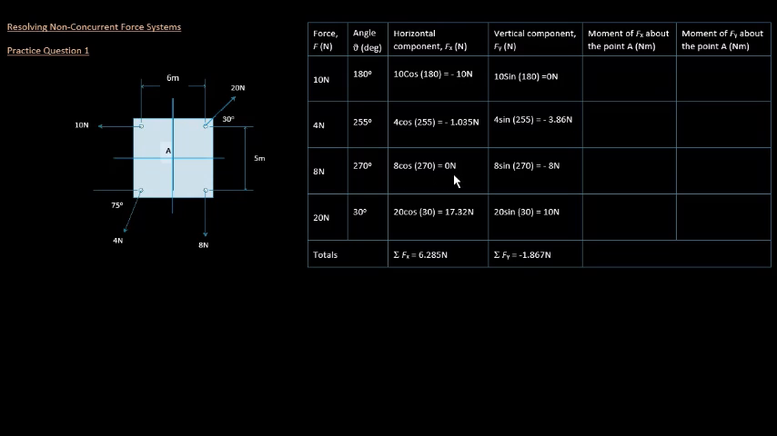8 cos 270 is 0, 8 sine 270 is minus 8, 20 cos 30 is 17.32, 20 sine 30 is 10. Then we add up all the horizontal components and we get this, and all the vertical components we get this. This sign here, the sigma sign, is just a Greek symbol to say this is the addition, or the sum of all this. So the sum of all the Fx is this, and the sum of all the Fy is this. As you can see, the sum of all the Fy's is negative. So that's the horizontal component and the vertical component.